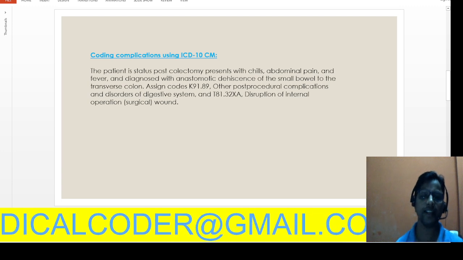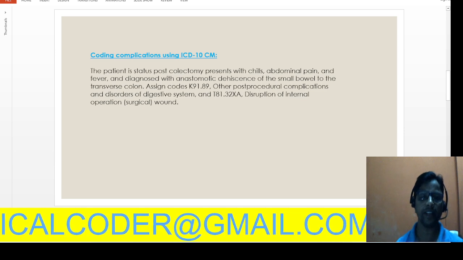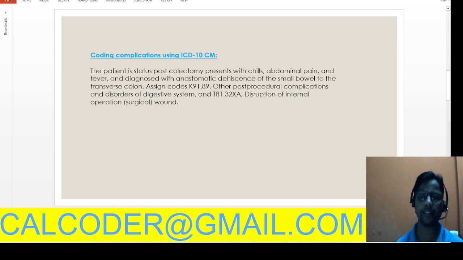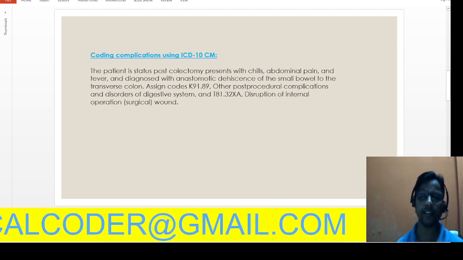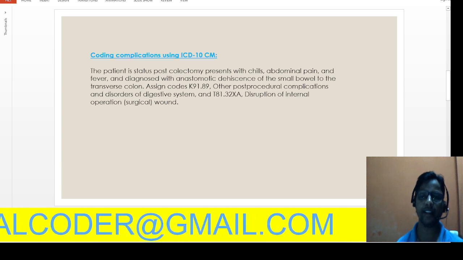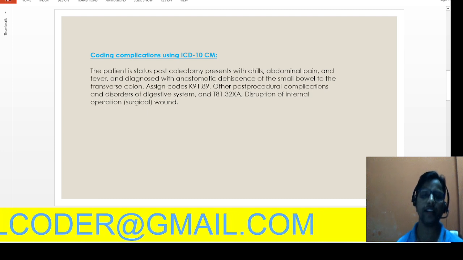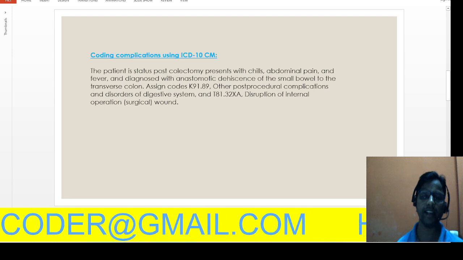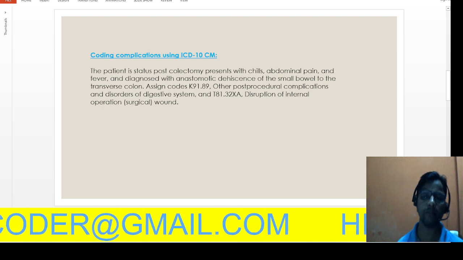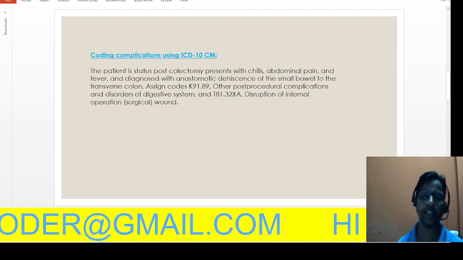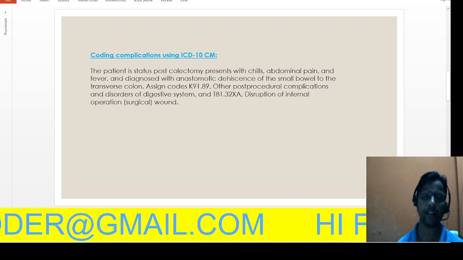Here we will see one example scenario for complication. The patient is status post colectomy, presents with chills, abdominal pain and fever, and is diagnosed with anastomotic dehiscence of the small bowel to the transverse colon. So here we need to assign K91.89, other postprocedural complications and disorders of digestive system, and we also need to code T81.32, disruption of internal operation wound.